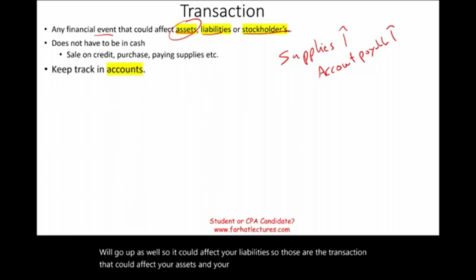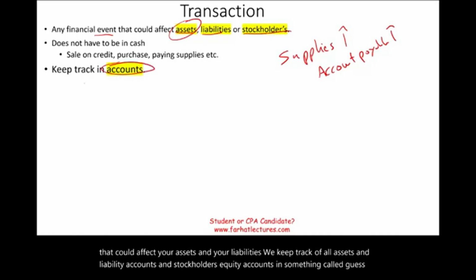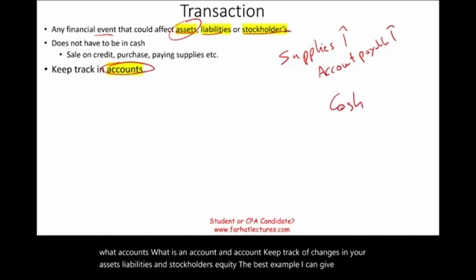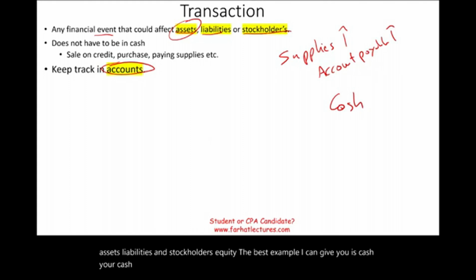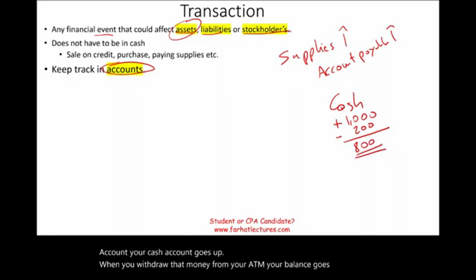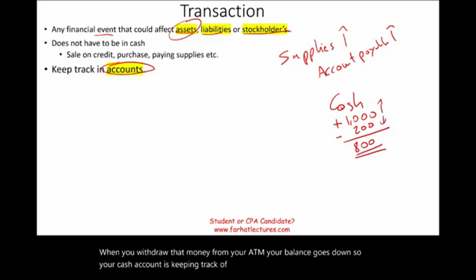We keep track of all assets and liability accounts and stockholders' equity accounts in something called, guess what? Accounts. What is an account? An account keeps track of changes in your assets, liabilities, and stockholders' equity. The best example I can give you is cash. Your cash bank account is an account. When you deposit money in your bank cash account, your cash account goes up. When you withdraw that money from your ATM, your balance goes down. So your cash account is keeping track of your increases and decreases.